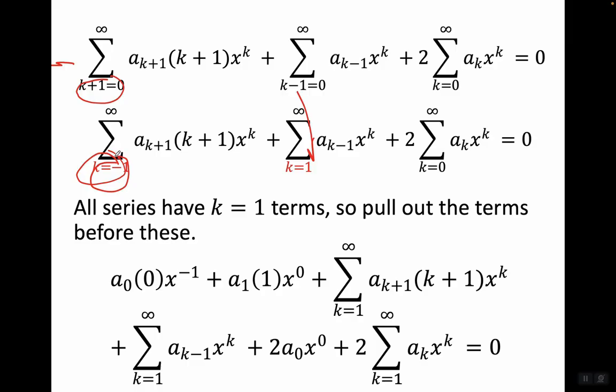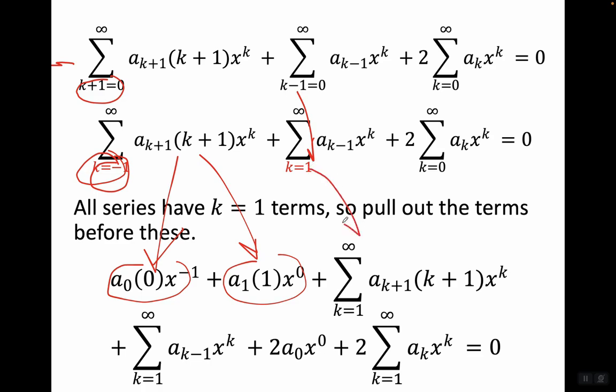We can't add these series together. They don't begin at the same spot. This guy starts early. So let's pull out the k equals negative 1 term and k equals 0 term. Plug in k equals negative 1 to this formula, and we end up with a sub 0 times x to the negative 1. Well, 0 times anything is 0. Plug in k equals 0 into the formula, and we get a sub 1 times x to the 0, in other words, just plain a sub 1. Okay, so those are the terms that come before k equals 1, the k equals negative 1 and k equals 0 terms.